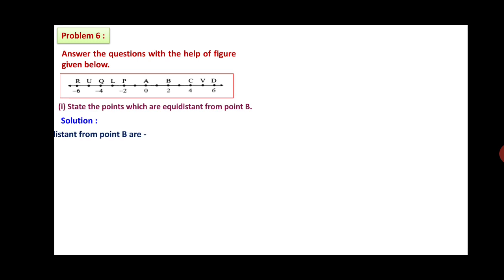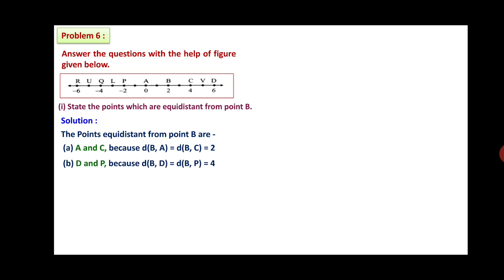So the solution first: the points which are equidistant from B are A and C. Distance BA is equal to BC is equal to 2. Therefore those are equidistant. Second, one more, point D and P. These are also at equal distance. Distance BD and distance BP have the length 4 units. Therefore those two are equidistant.